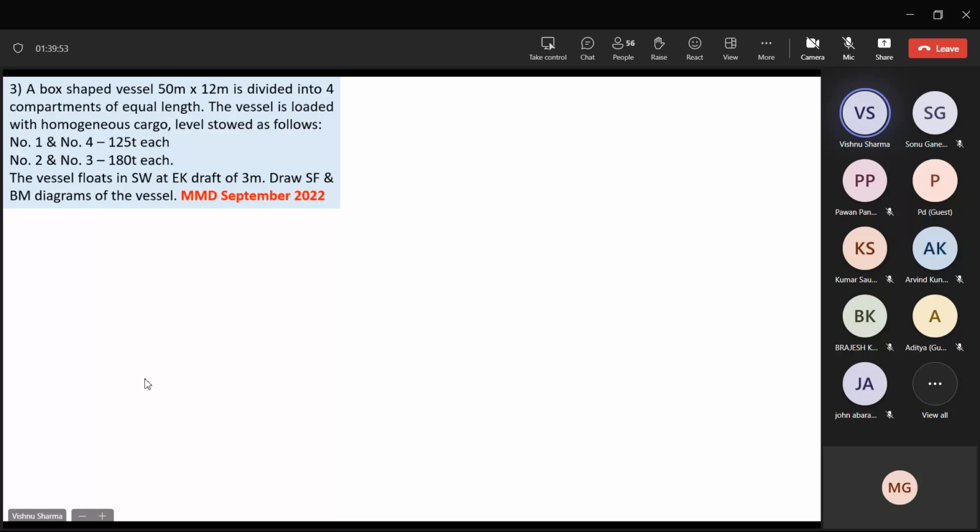Beta, here the draft is given after the cargo. Okay, sir. Here the draft is given after the cargo, right? After everything is given, he says the vessel is floating at this draft, right?